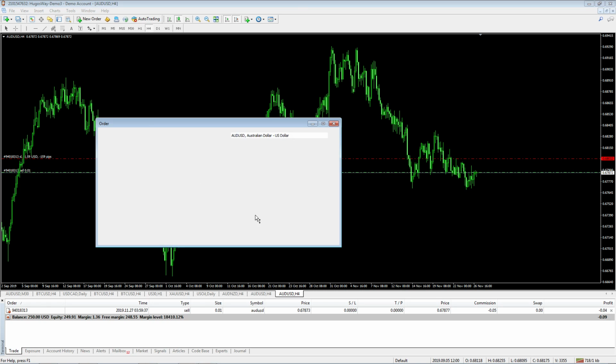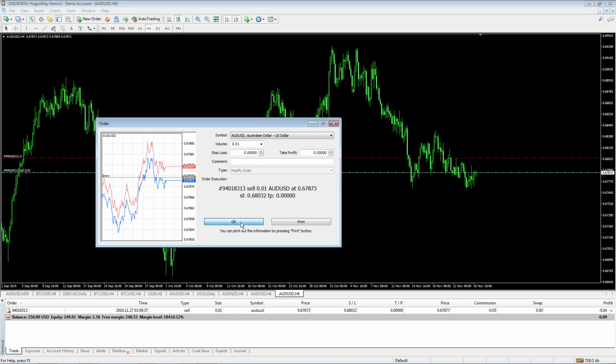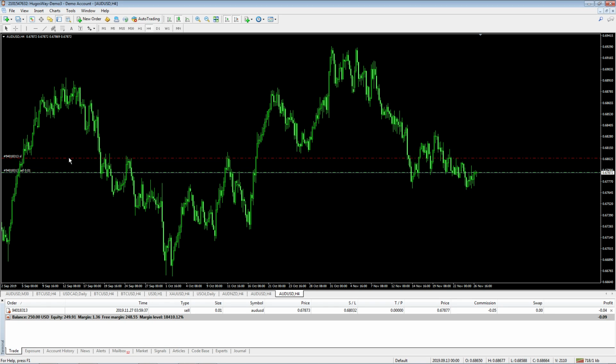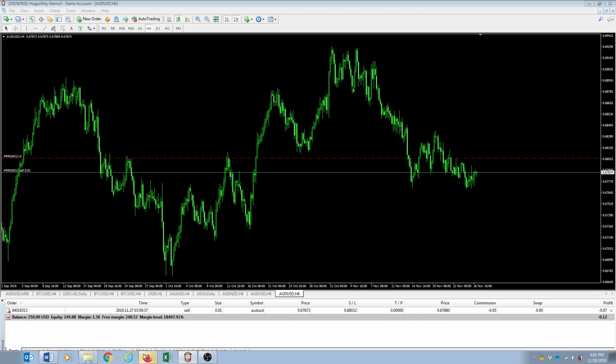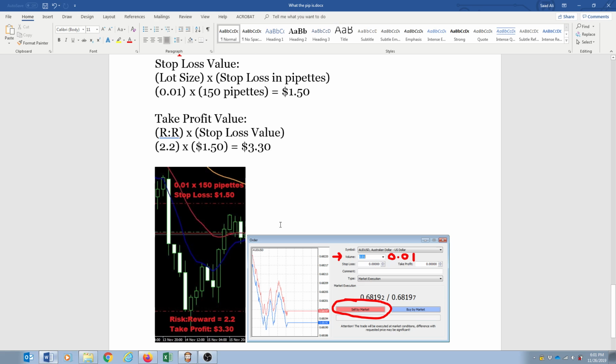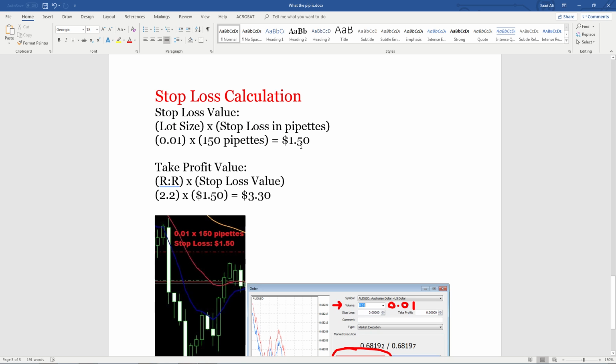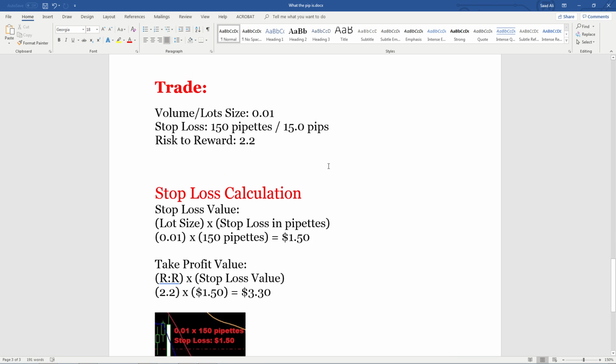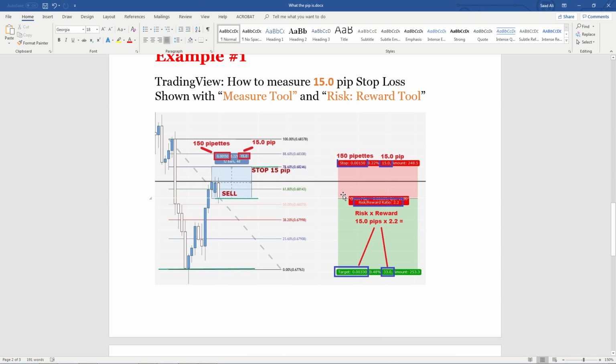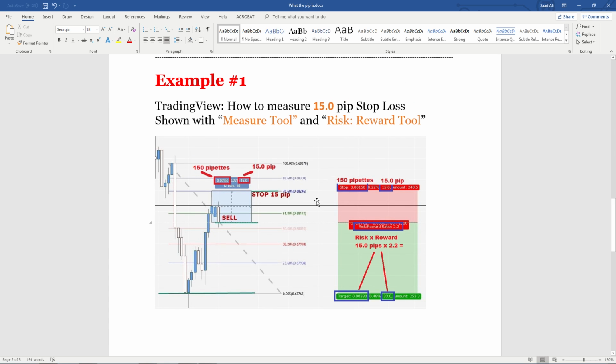So if you just let go and hit modify, now you have a stop loss at $1.50. And in our example here, see how we had 0.01 multiplied by 150 pipettes, it gave us $1.50. So that's how you can use MetaTrader 4 to place your trades and know exactly how many pips you're risking.